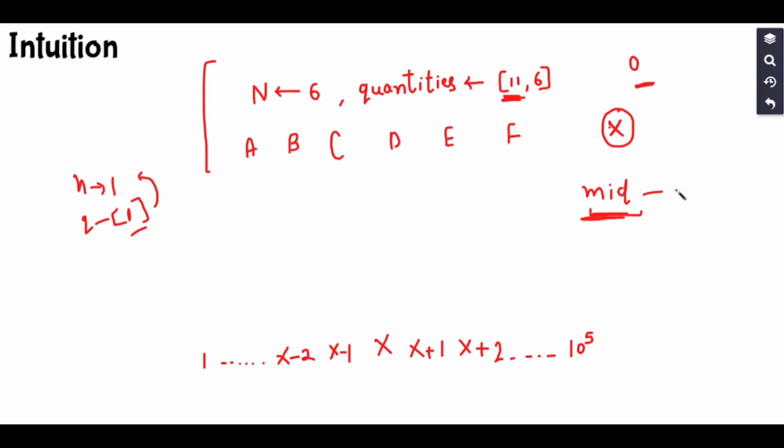Let's say mid is 3. So I deliver 3 products to shop number A. I have 8 more products of type 1 remaining. Then I deliver 3 products to shop number B. I deliver 3 products to shop number C. And now I have 2 more products to deliver for type 1. So I deliver 2 products to shop number D.